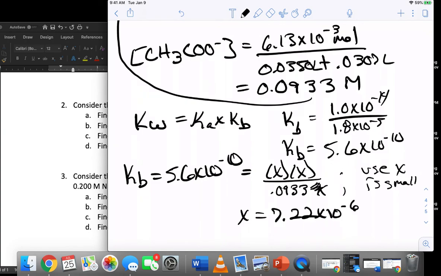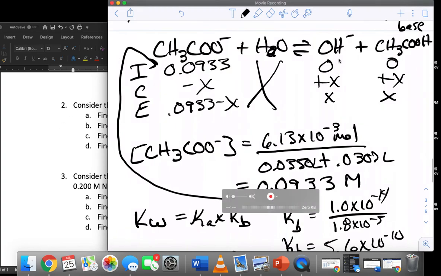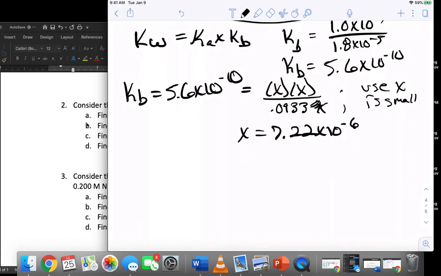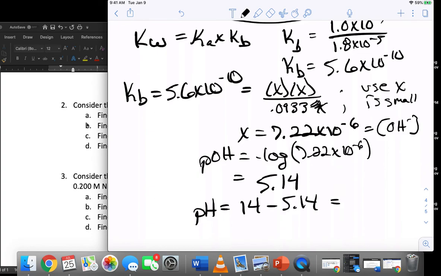And now I have to think back to, well, what was that x? In my ice table, if I go back up a little bit, x is actually the OH minus concentration. So I still have a couple steps left here. This is my hydroxide concentration, which means my pOH is the negative log of that. If I take the negative log, I get a pOH of about 5.14, which means my pH is 14 minus that, which is about 8.86.